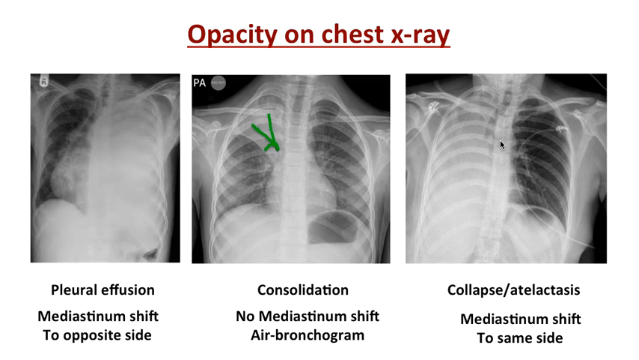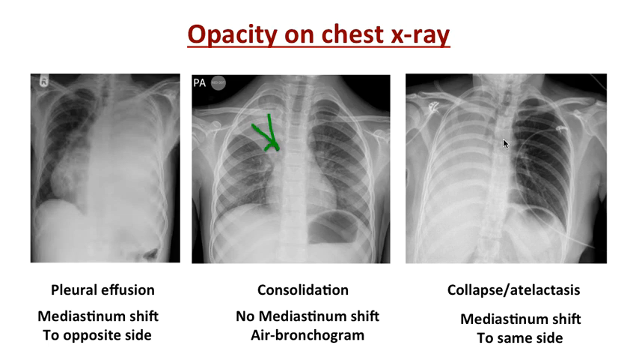While if you look at the third X-ray, again there is a homogeneous opacity, but the trachea is now shifted towards the same side. So there is a collapse or atelectasis which is giving rise to this opacity. If you look at the first and the third X-ray, they appear very similar. So you may get confused that this is a pleural effusion, but no. Had this been a pleural effusion, the trachea should have shifted to the right side.